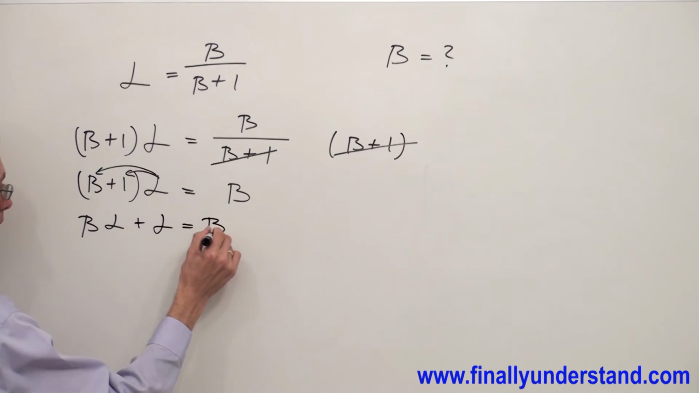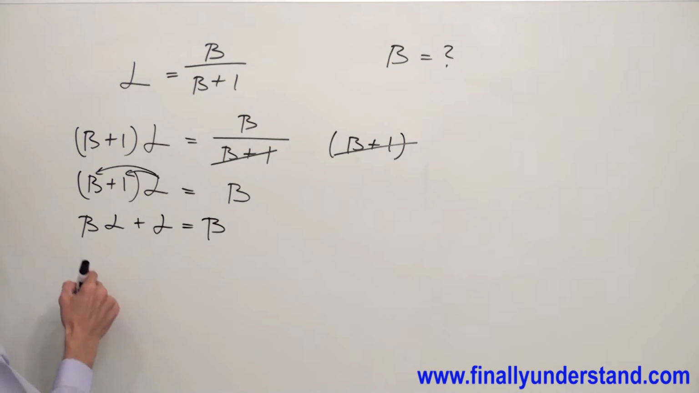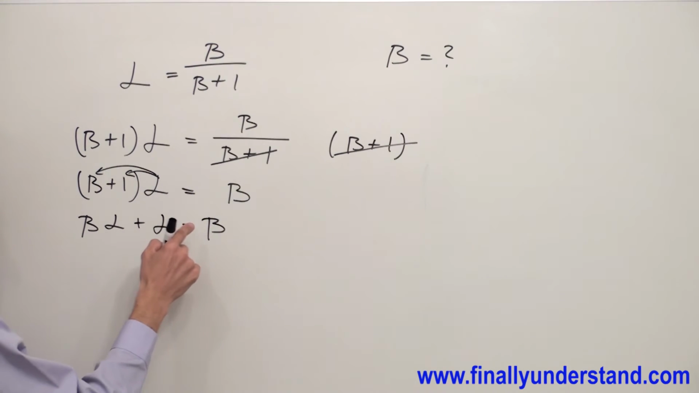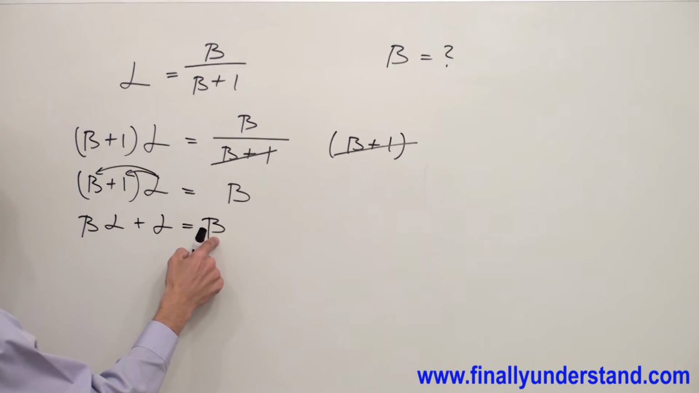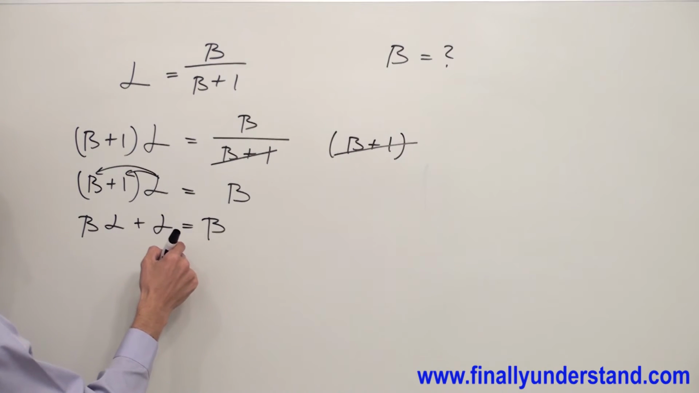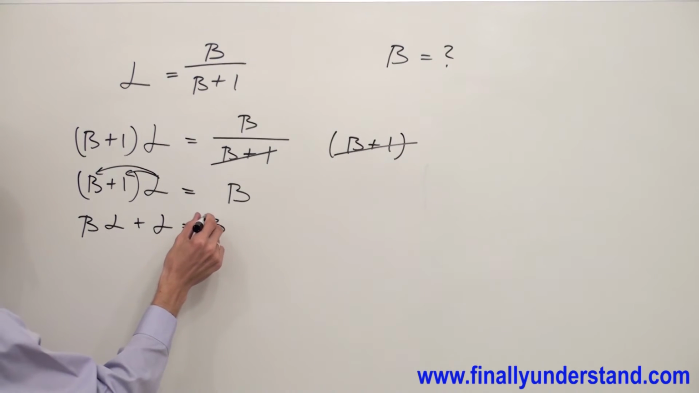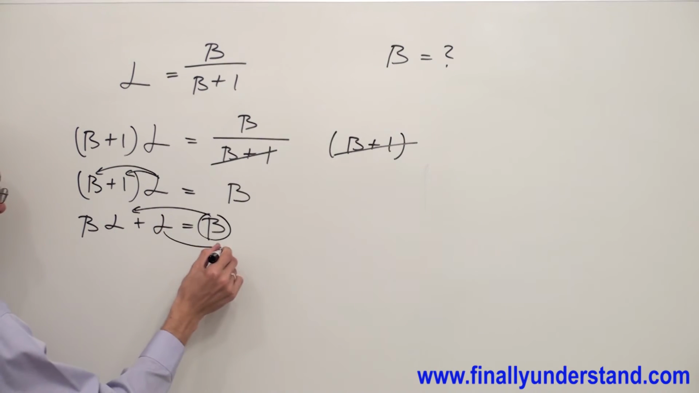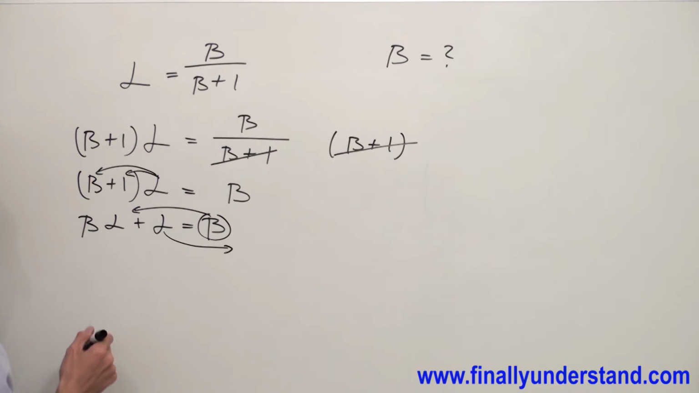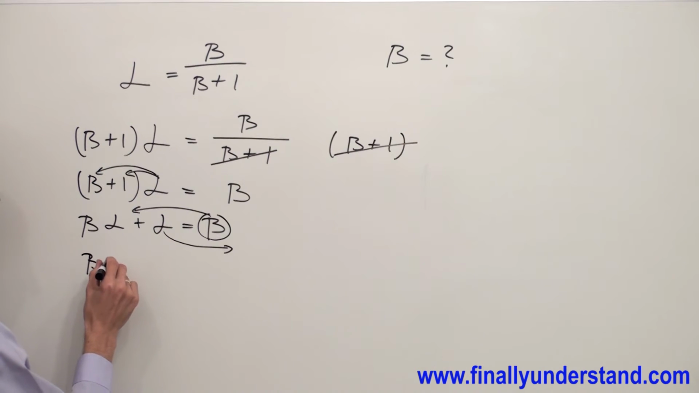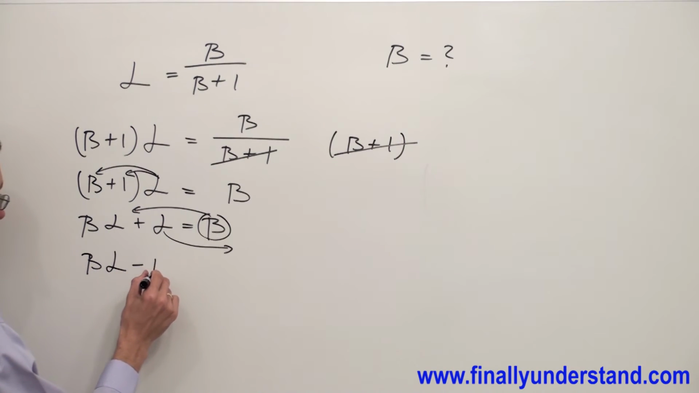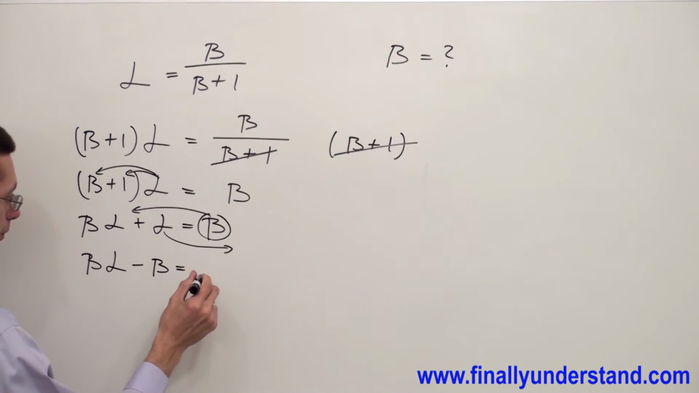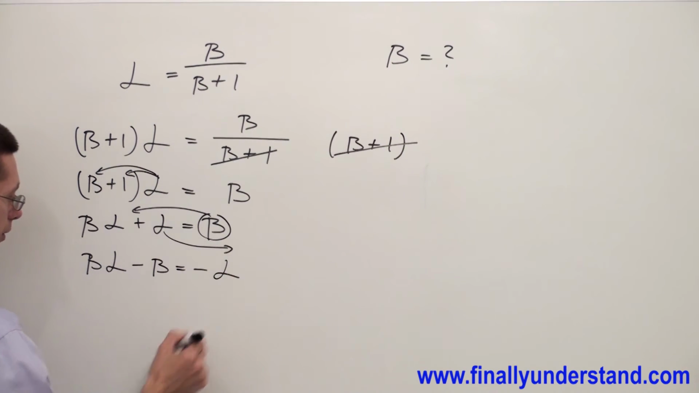equals beta. Now, I have beta on the left side and on the right side of my equal sign. I have to collect all betas to one side of the equation. That's why I'm going to move this beta to the left side, and this alpha I'm going to move to the right side. Okay, so what am I going to have? I'm going to have beta times alpha minus beta is equal to minus alpha.